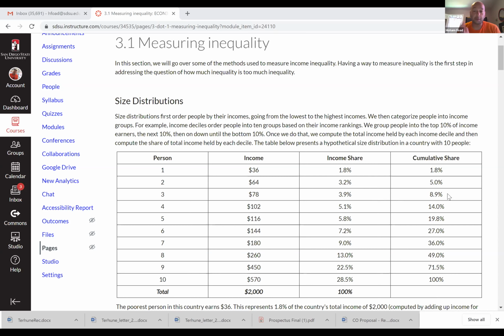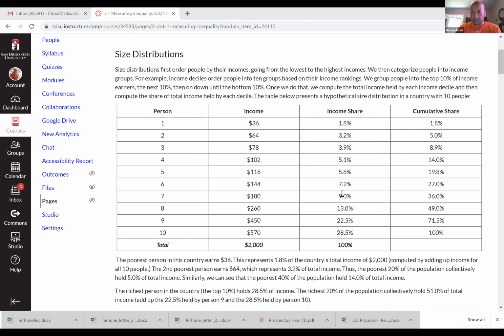Okay, so the cumulative income share, once we add up all of the groups together, has to add up to 100%. Basically, that just means that 100% of the income is held by 100% of the population. And so this is useful in that it's something we can use to compute what are sometimes called decile ratios, or ratios of the size distribution, that allow us to get a quick idea of how much income is being held at the top relative to the bottom.